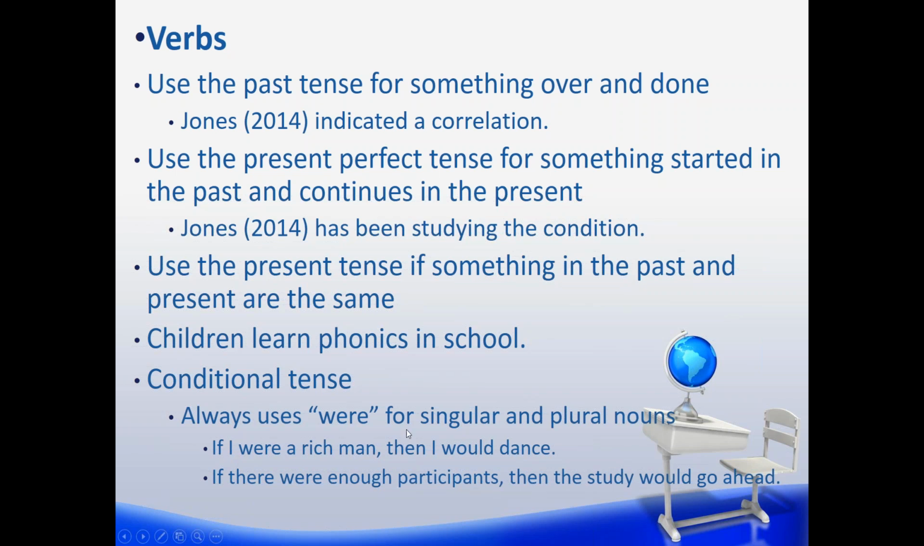And then I just want to remind you about the conditional tense. We use were as the to be verb whether the subject is singular or plural. So if I were a rich man from Fiddler on the Roof, that's going to be plural whether, even though I is singular.